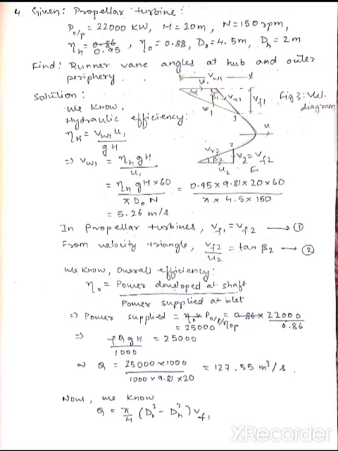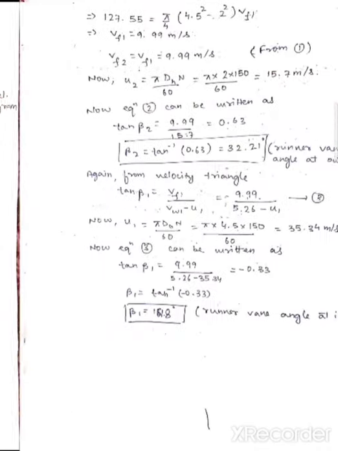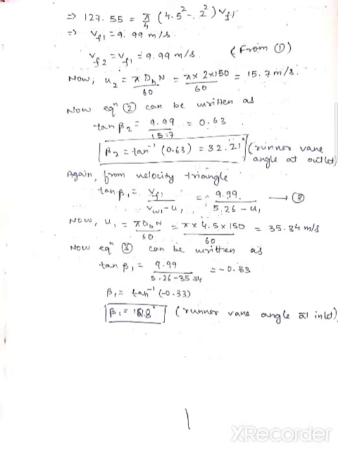Now we know that q for a propeller turbine can be found by the formula pi by 4 into d naught square minus d h square into vf1. Putting in all the values, we are able to find vf1 to be equal to 9.99 meter per second. Now from 1 we know that vf2 is equal to vf1, and that will be equal to 9.99 meter per second. Now we know that u2 is equal to pi d h n by 60. Here d h is 2 meter, so that will be 15.7 meter per second.